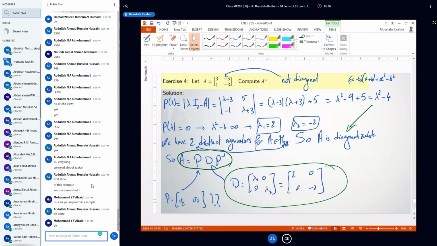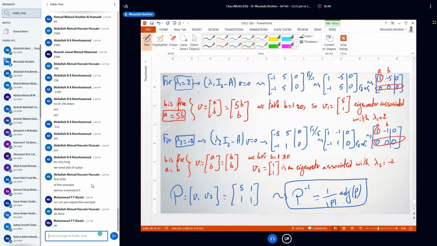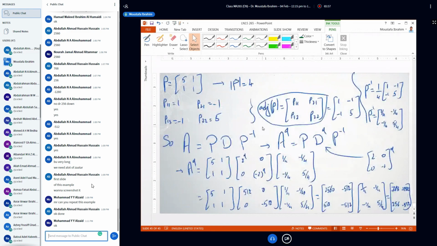To find V1 here, we did calculation to get eigenvector V1. We get eigenvector V2. So now you have P. What's missing from the equation? P minus 1. So we did the calculation to get P minus 1. So now I have A equal to P D P minus 1, and I want to apply A to the power of 9. So you write P D to the power of 9 P minus 1. You have this one, you have this one, also you have this one because it's diagonal. You multiply, you get the result. Understood?